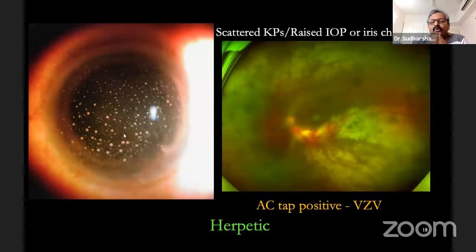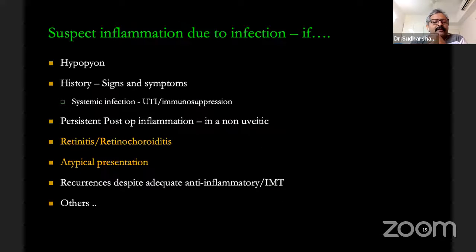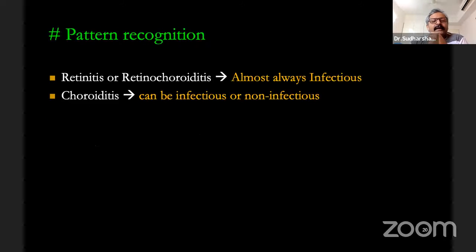This was a patient who had a fundus picture like this, and AC tap proved that it was a case of herpetic panuveitis. When you're thinking of retinitis and panuveitis, it is not always necessary to do an AC tap to confirm the diagnosis, because pattern recognition can almost give us a clue whether it is an infectious or a non-infectious condition. A retinitis or a retinochoroiditis is usually infectious, while a choroiditis can be infectious or non-infectious. Something like sarcoid or white dot syndrome is non-infectious, while TB or toxo can be choroiditis.